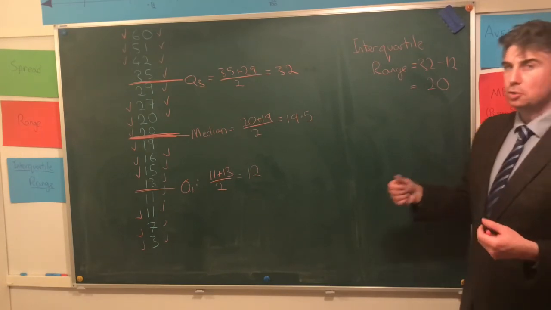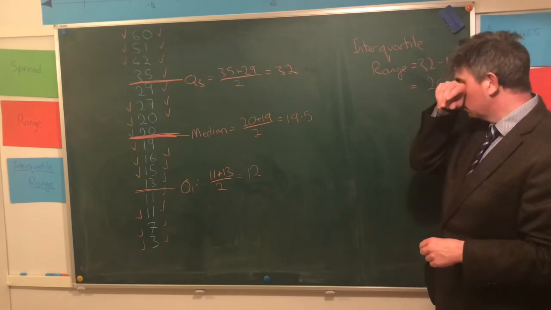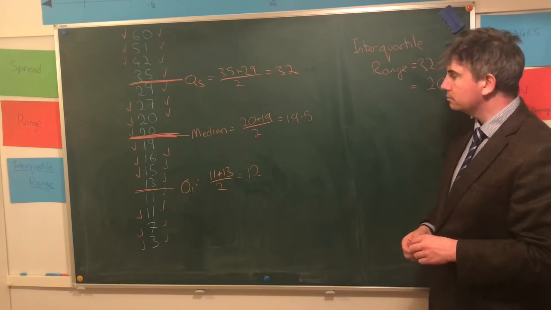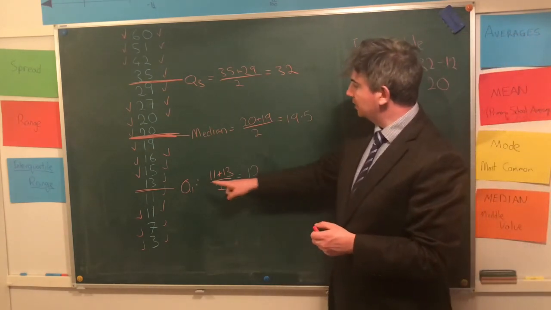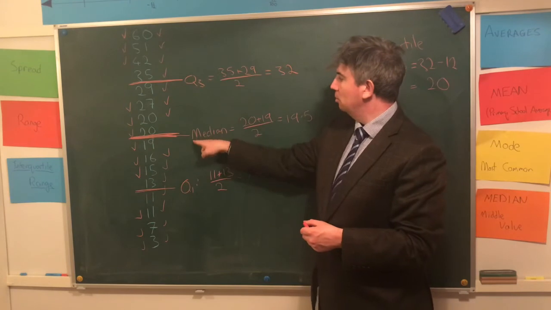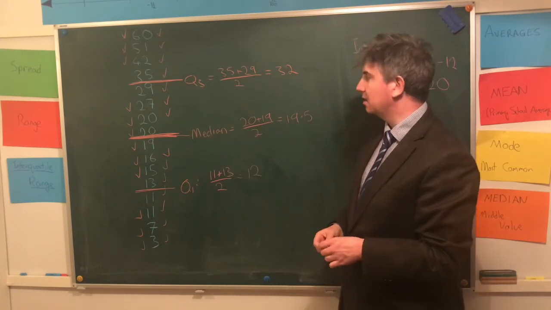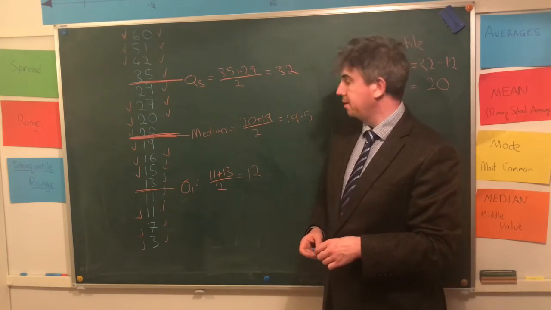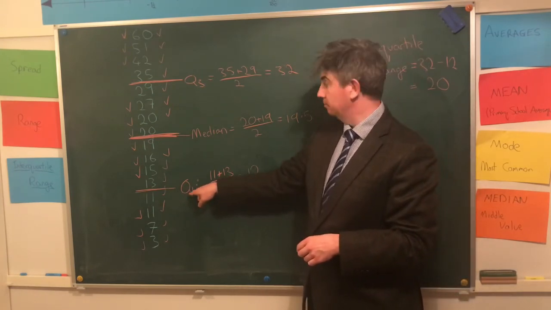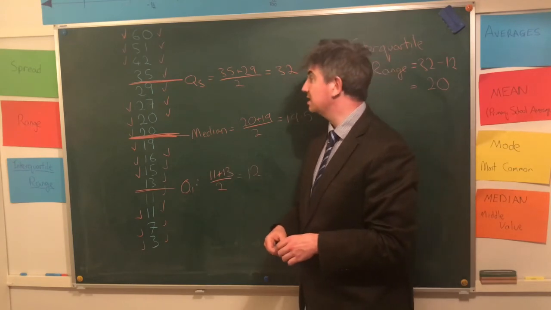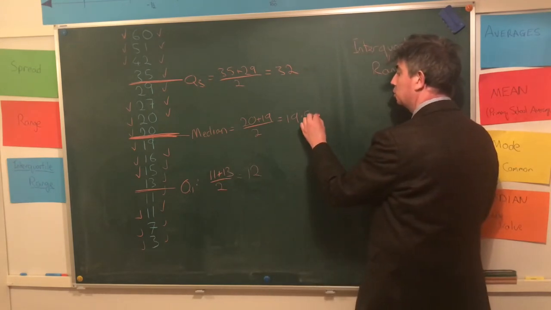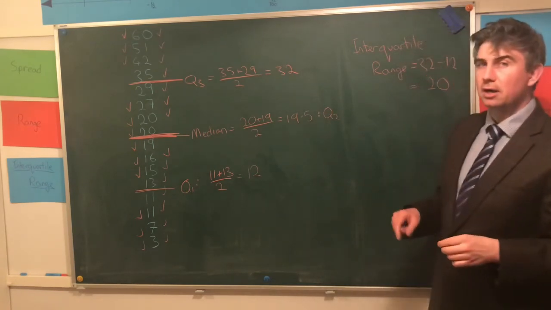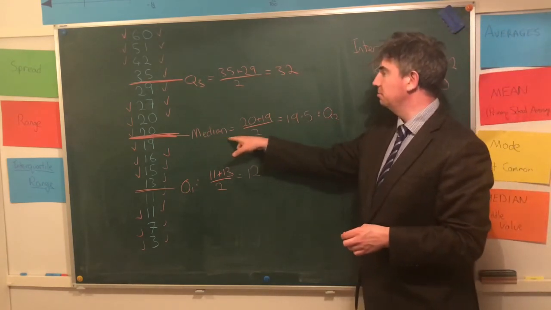Now, some new words. If that's Q1 and that's Q3, what do you think I could call the median? What would be a technical symbol for median? So that's the end of the first quarter. The median is the end of which quarter? End of the second quarter. So I could technically call it Q2 if I wanted to. Very rare, but you could come across the median being called Q2.